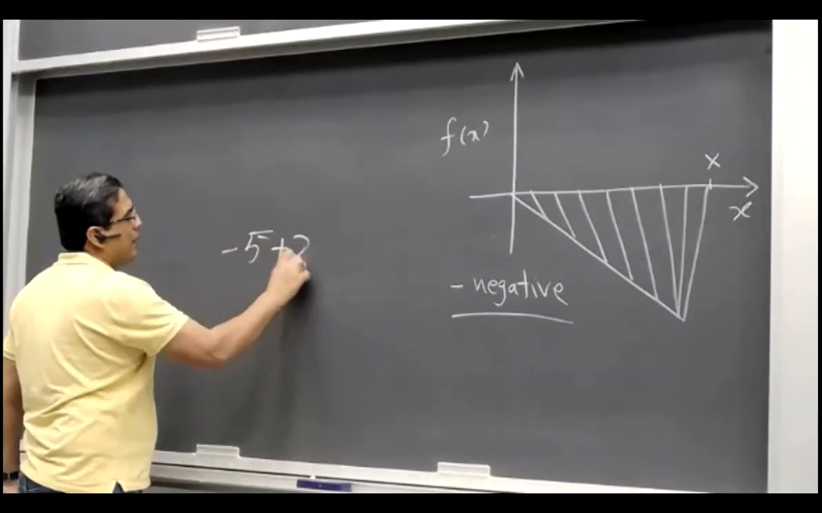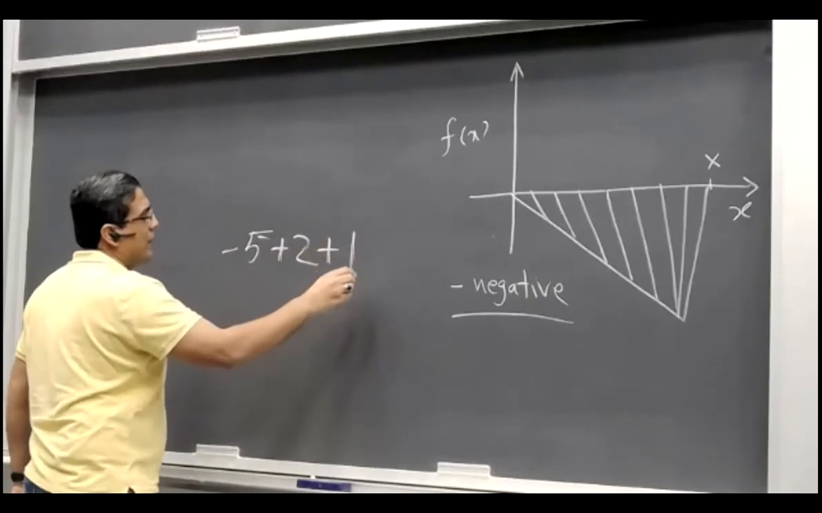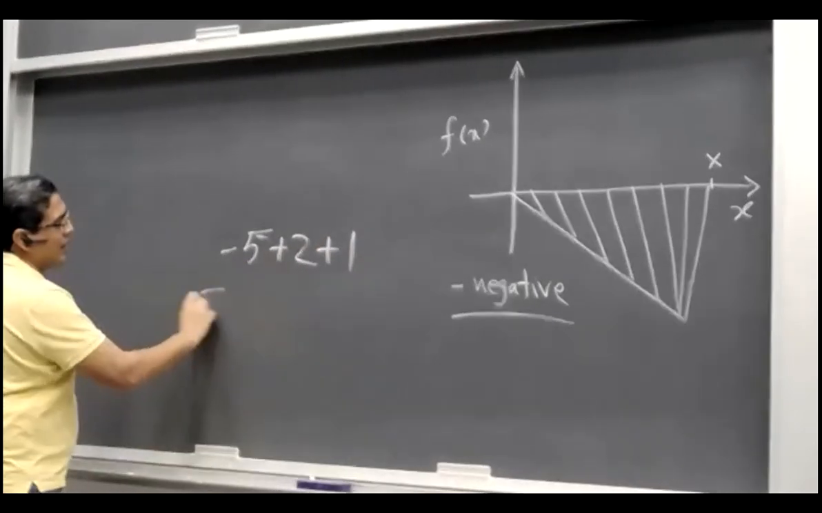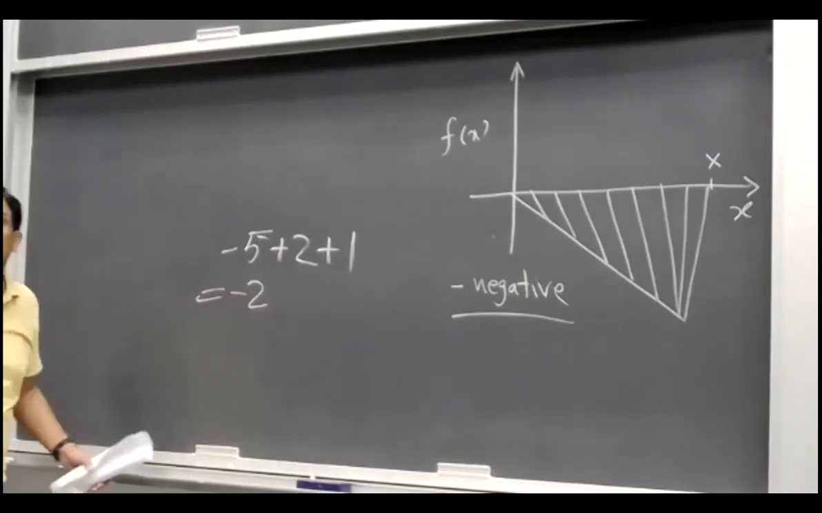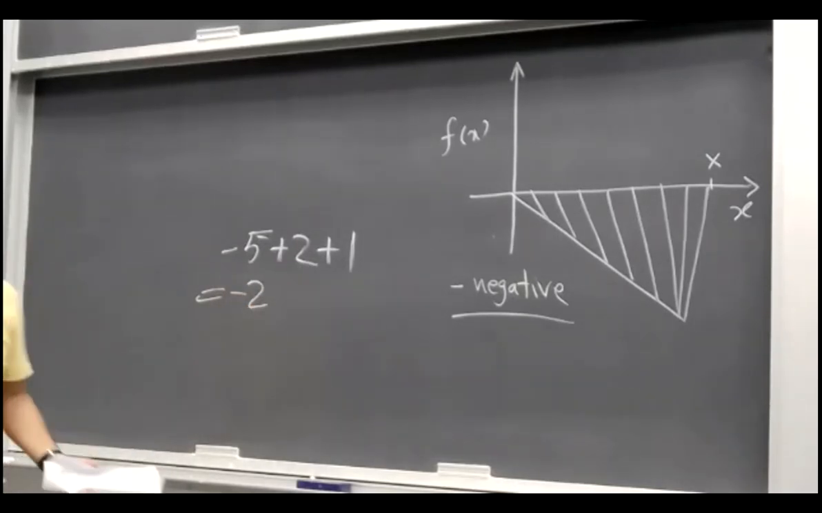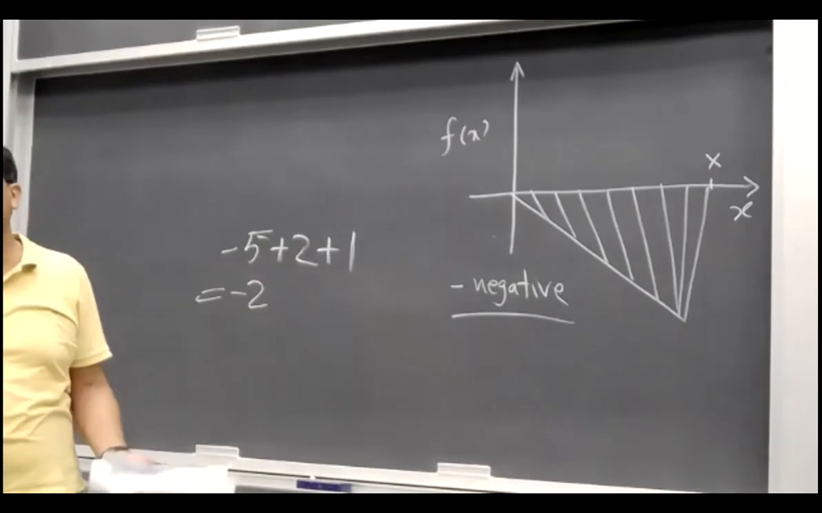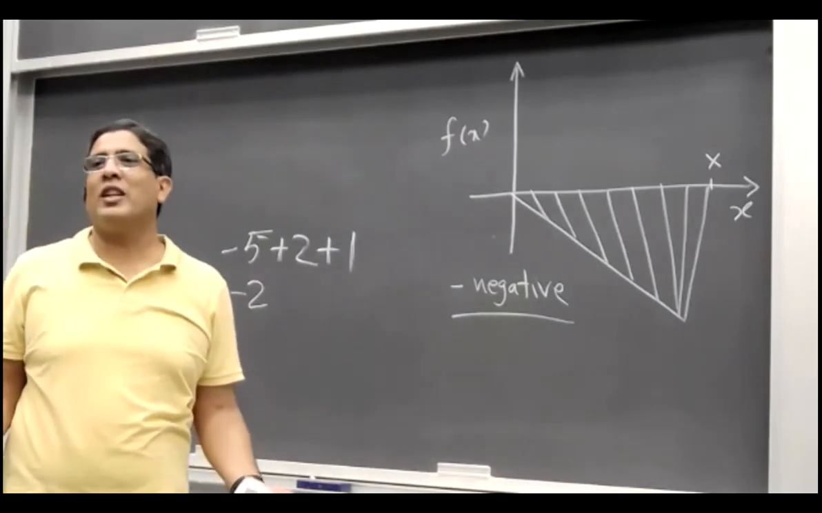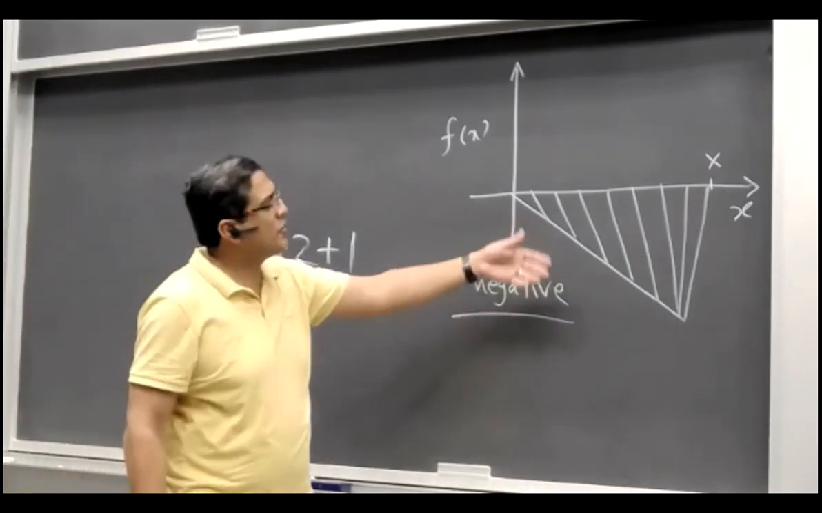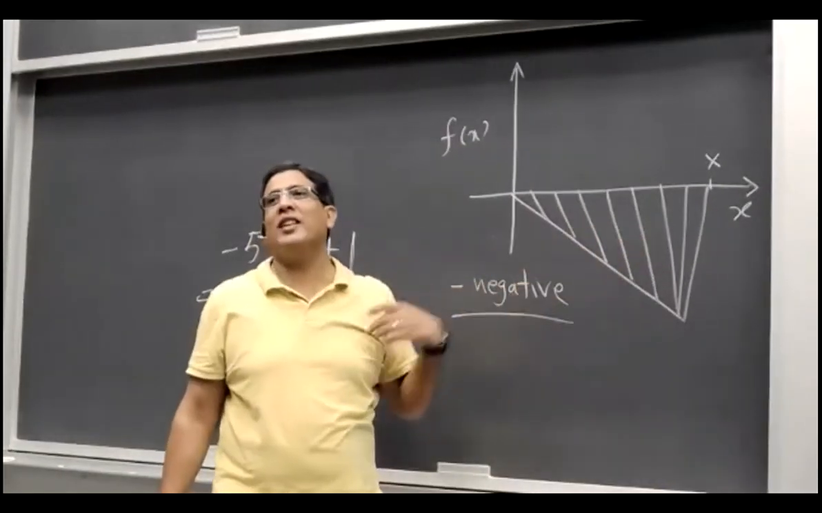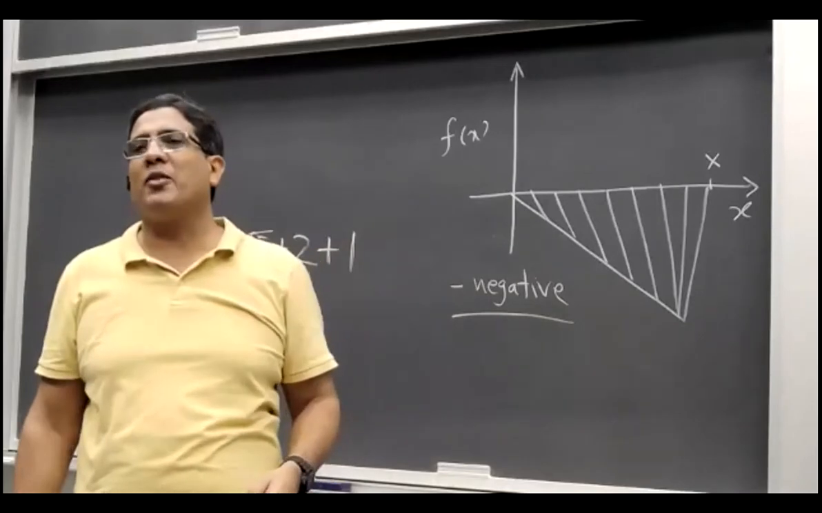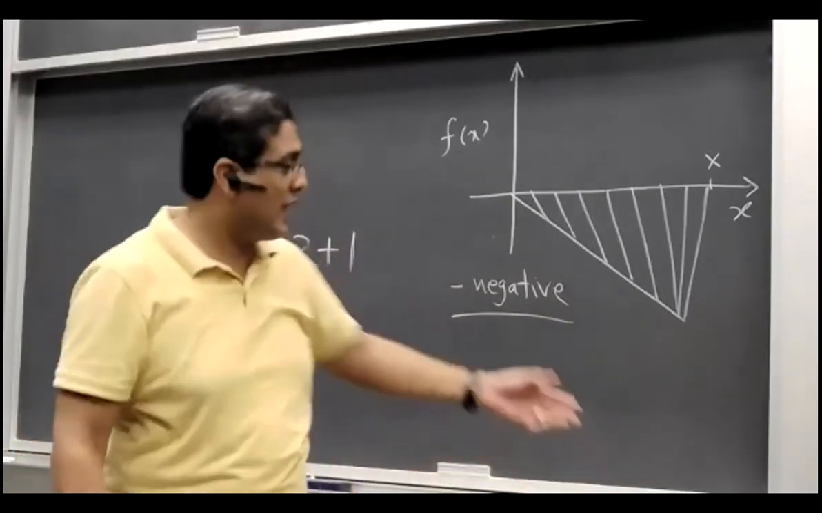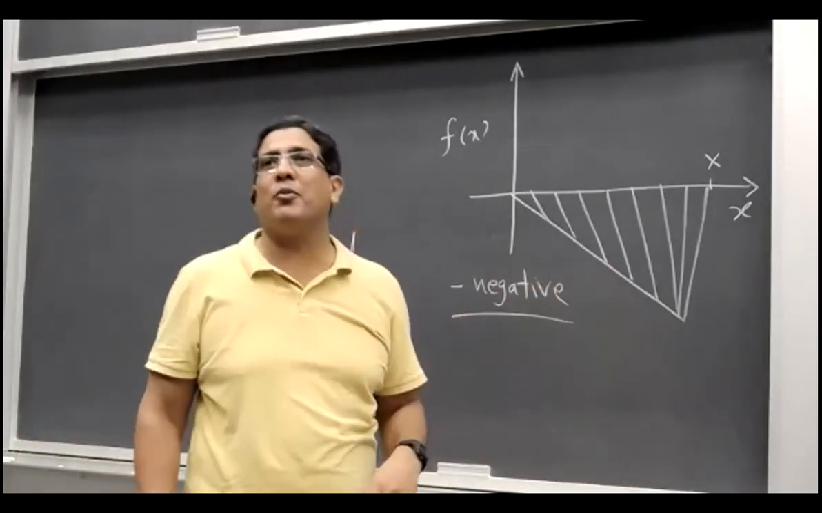-5 +2 +1, what is the sum of this? -2. That's it. That's integration. Sum can be negative. Integrals can be negative. Okay. Right. It gets a bit more confusing because we are dealing with the area, and then we are used to thinking that area cannot be negative, while geometric area cannot be negative. Algebraic area, this is algebraic area. That's why I wanted to make this point.